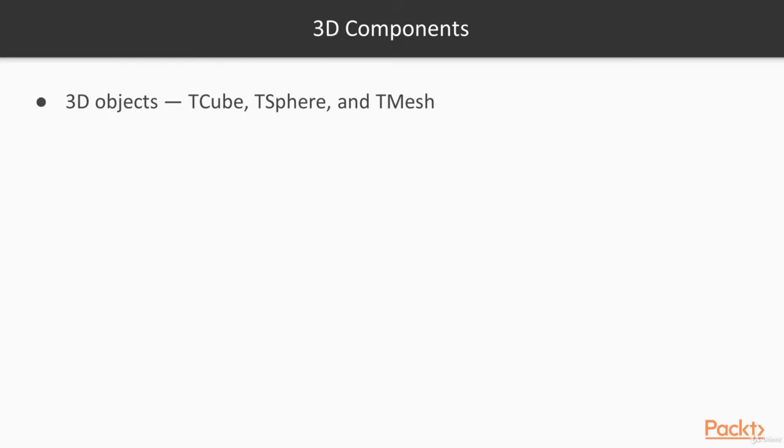3D components. FireMonkey supports a variety of 3D objects, for instance TCube, TSphere, TCone. We can use TMesh for complex 3D objects, TText3D for showing text in 3D, and flat 2D objects in 3D space like TMesh3D and TTextLayer3D.